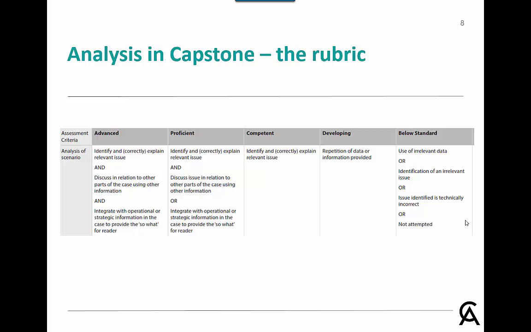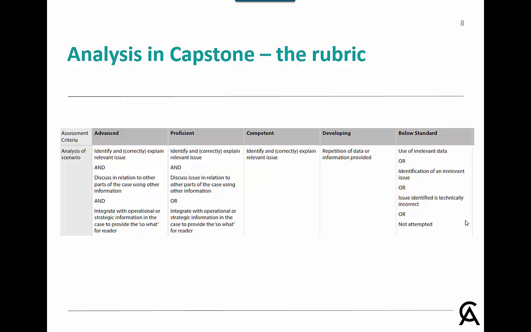As is noted in the CRM, proficient is the desired standard for a CA candidate. That's the minimum you should be aiming for. Underneath each level is what you need to meet the standard for that level. The important point for analysis is that we expect multiple issues to be analysed. This criteria in the rubric applies to every issue you analyse.